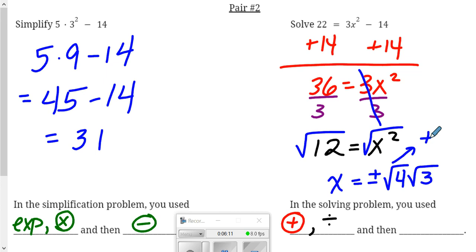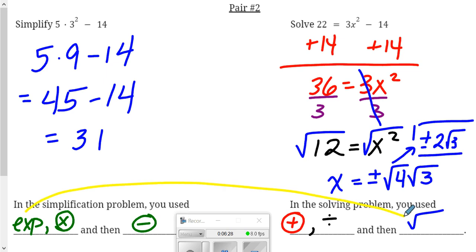Here we would get positive 2 root 3 as well as negative 2 root 3 as our two solutions, okay? So the last thing we used was a square root. Now, if you compare side to side here, exponents and square roots are opposites. Multiplication and division are opposites. And subtraction and addition are opposites.